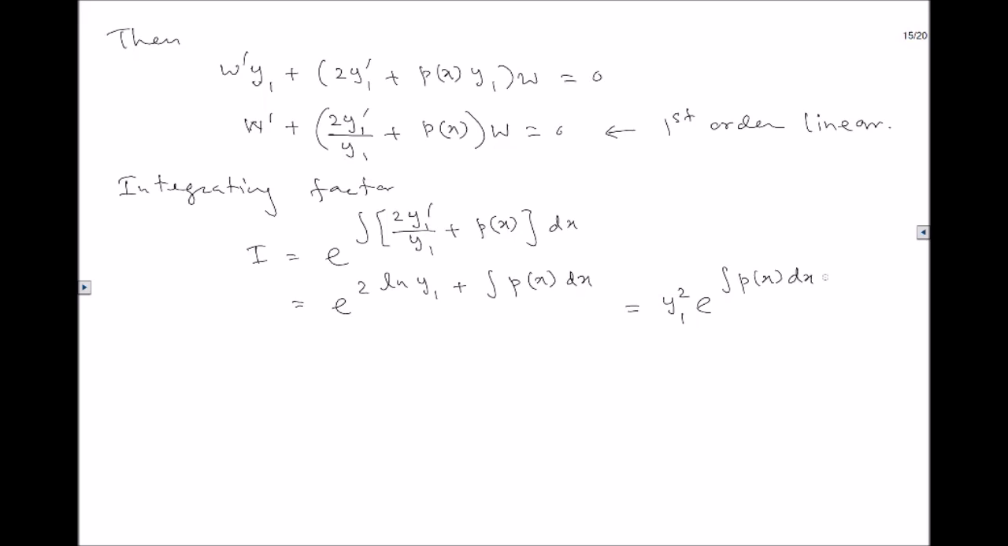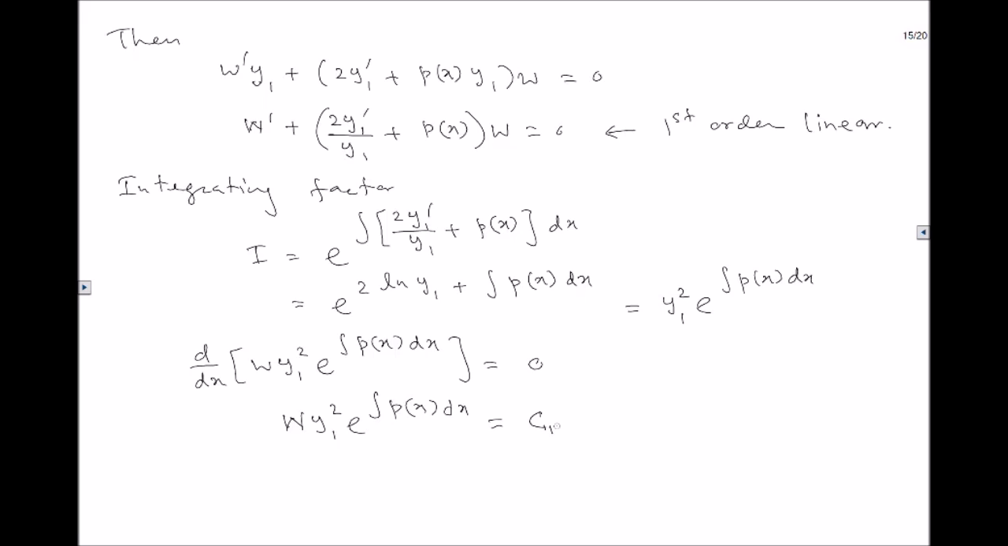So that's the integrating factor. Now as we normally do, we can write the differential equation as a derivative. So we can write this as the derivative of w times the integrating factor y1 squared e to the integral of px dx. The other side is 0. What does that mean? The derivative is 0 means the function has to be a constant. So we can write w y1 squared e to the integral of px dx equal to a constant. I'm going to call it c1.